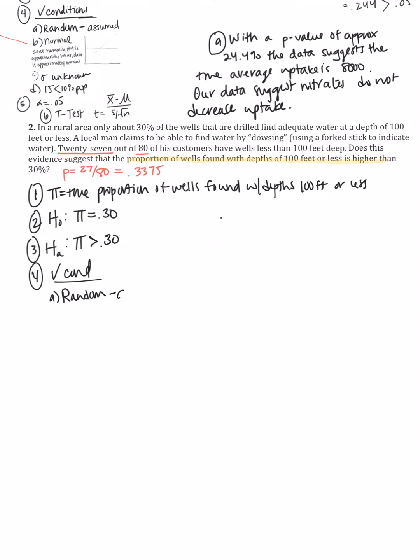Random. All right, let's assume. These are kind of wacky problems. n times pi, which is 80 times 0.3, is greater than or equal to 10. 80 times 0.3, 24, we're good. And 80 then times 0.7, is that greater than or equal to 10? Yes, it has to be. And D, 80 is less than 10% of the population.